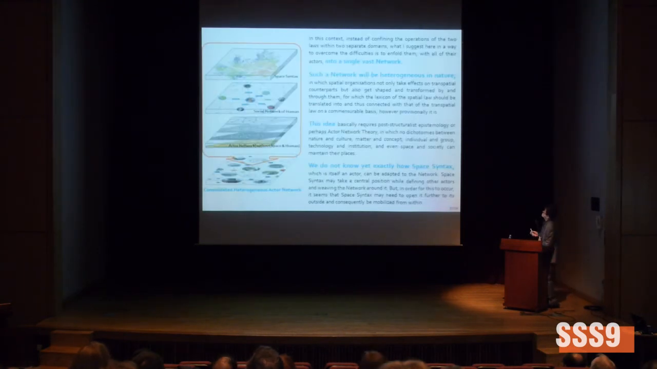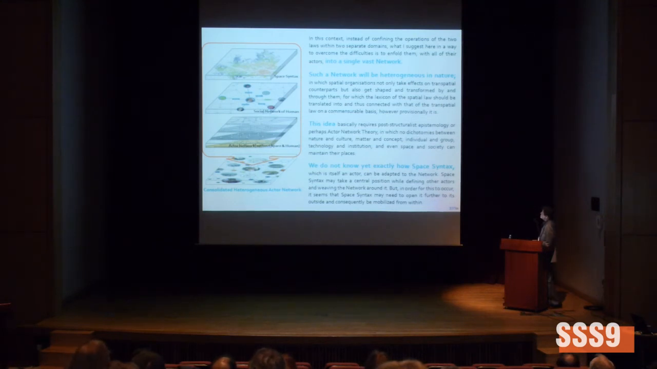In this context, instead of confining the oppositions of the two laws within two separate domains, what I suggest here, in a way, to overcome the difficulties is to enfold them with all of their actors into a single vast network. Such a network will be heterogeneous in nature, in which a spatial organization not only takes effect on transspatial contrasts, but also gets shaped and transformed by and through them, for which the lexicon of the spatial law should be translated into, and thus connected with, that of the transspatial law on a commensurable basis, however provisionally it is.